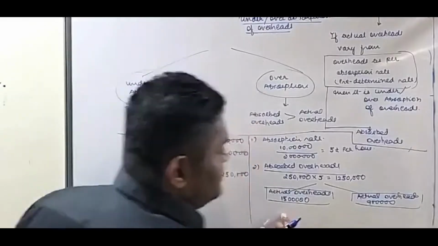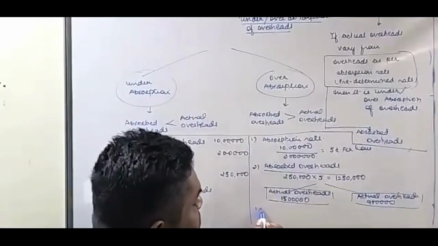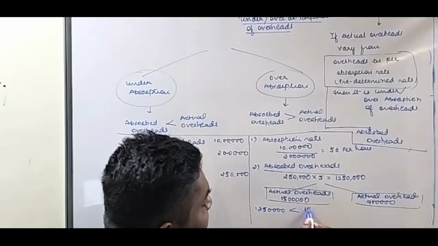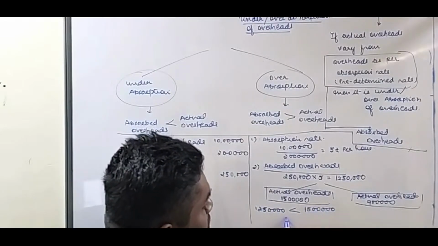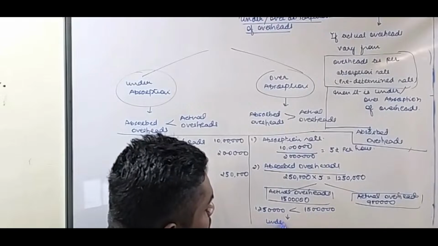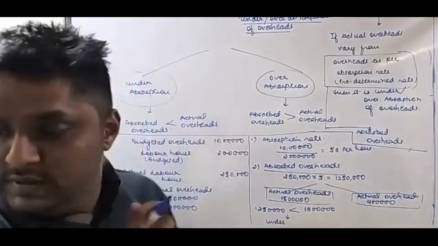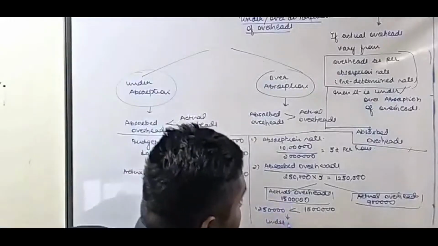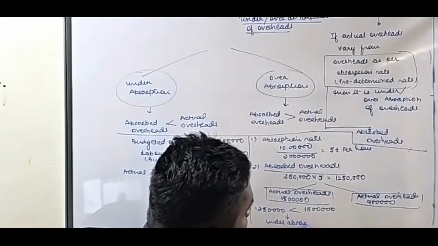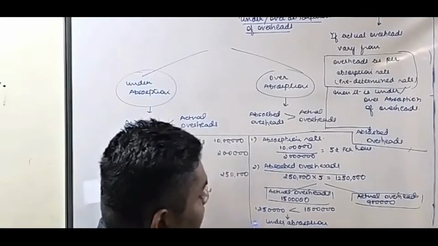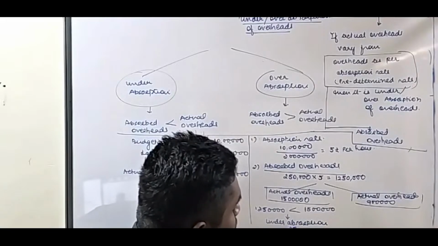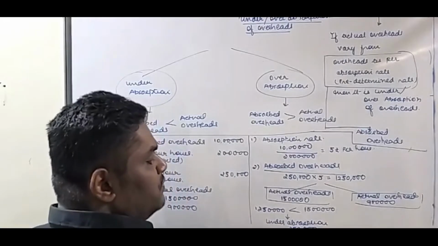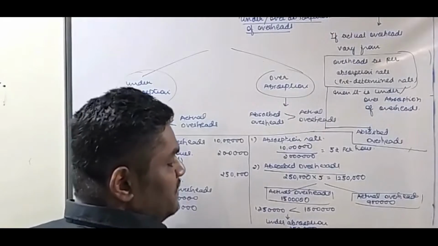So in the first case, my absorbed overhead, that is 12,50,000, is less than 15 lakh. I hope this part of the board is visible. Yes, visible. So this is under absorption by 2,50,000 rupees.